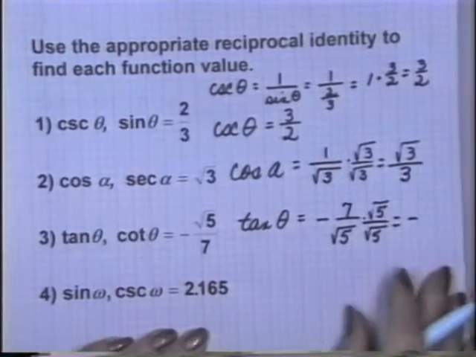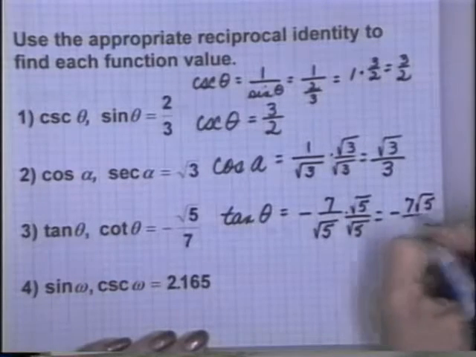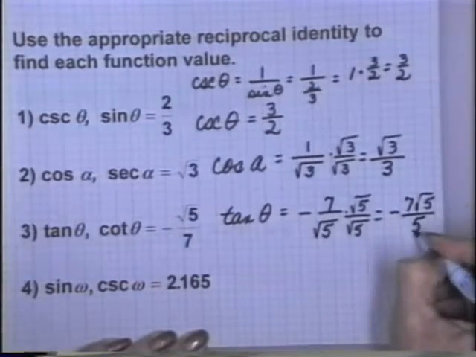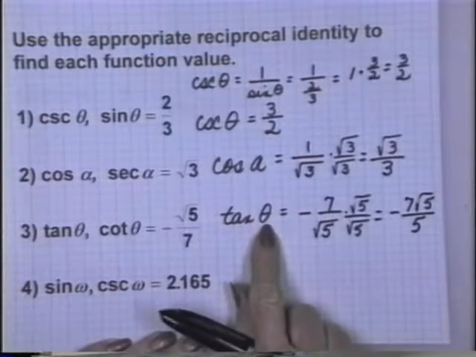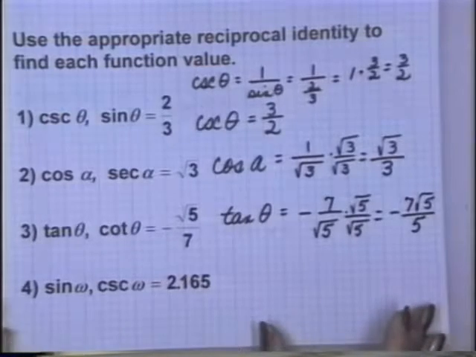We'll get a negative in the numerator, 7 times the square root of 5. In the denominator, the square root of 5 times the square root of 5 is 5. So the tangent of theta equals negative 7 times the square root of 5 over 5.